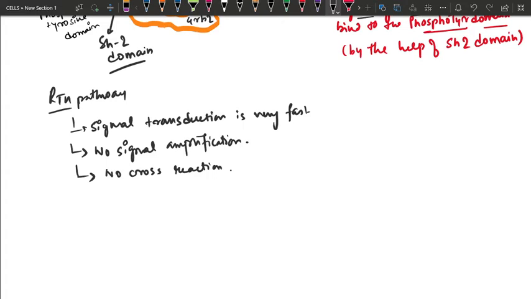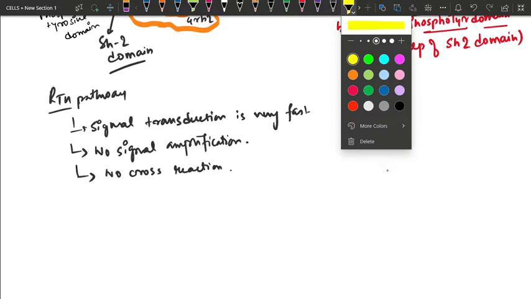In the case of G protein coupled receptors, we have seen that when these receptors are activated, they activate adenylyl cyclase, and then the cyclic AMP synthesis becomes higher. It activates the protein kinases, and then it activates different transcription factors. Different genes are transcribed, different channels are being opened. So that's a kind of cross reaction, many functions, and the signal is amplified at different levels. But in this RTK pathway, you need to remember these 3 points. These are very important points because they will ask questions from this area.